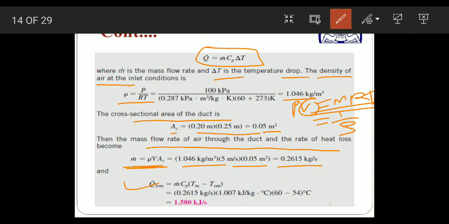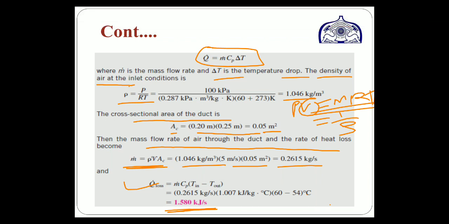And what is the Q loss now? The Q loss is equal to m dot into Cp into T in minus T out. And from that you will get the heat loss, that is 1.580 kilojoule per second. So for every second, 1.580 kilojoule of heat is lost from the duct.